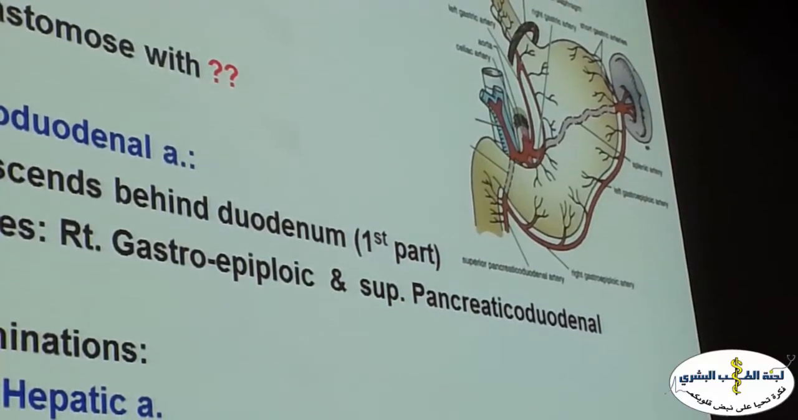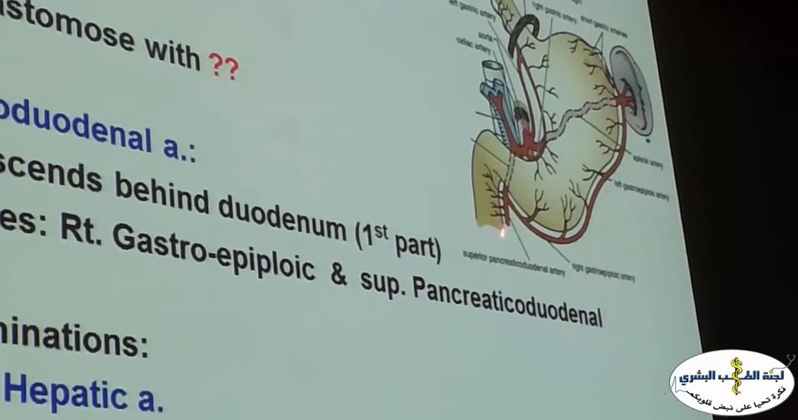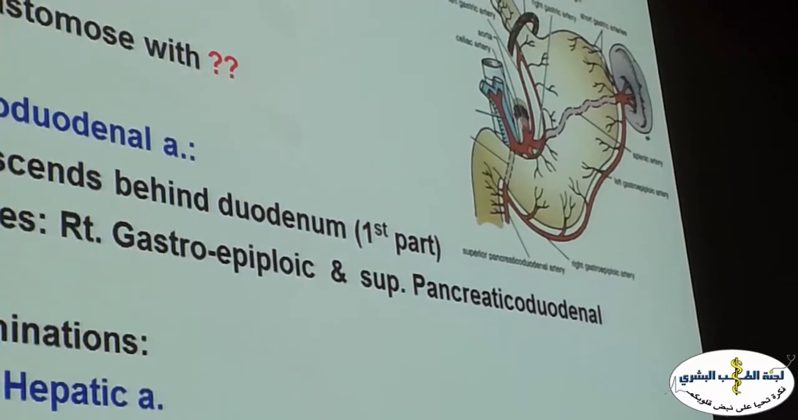Okay? So it will pass along in the groove between the duodenum and the pancreas till the level of the major duodenal papilla. Then it will anastomose with another one called, this time, the inferior pancreaticoduodenal.